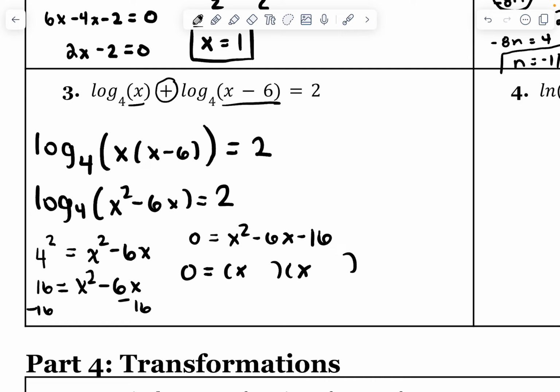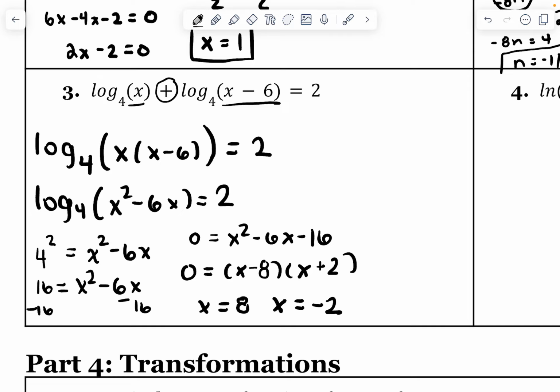Let's see, what two numbers multiplied together give us 16, but added together give us 6? I know in my head that the difference between 8 and 2 is going to be 6. So I feel like those are the numbers that we're going to end up using. Then negative the 8 would be negative and the 2 would be positive, and bam, it looks like this works out. So x is equal to 8 and x is equal to negative 2.